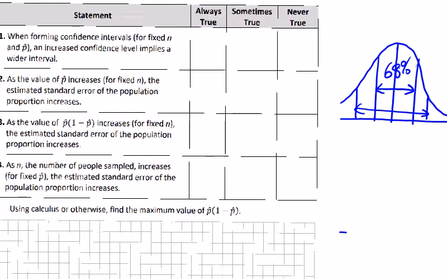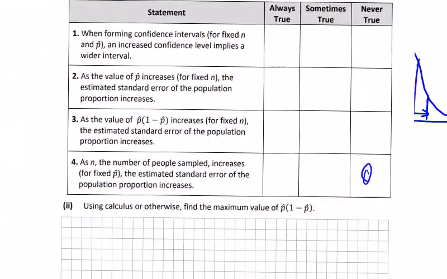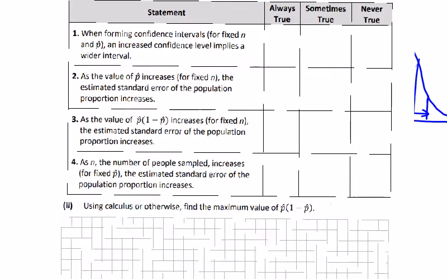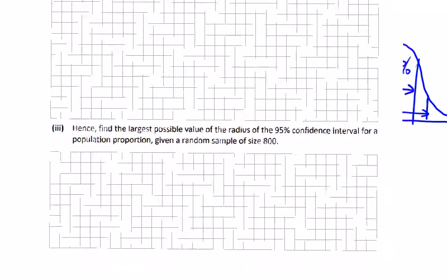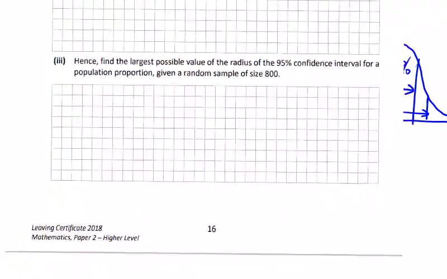That's never true. Keeps on rubbing out, but you see what they are. Never true. The second one was sometimes true, and the first one was always true. We've used calculus otherwise to do this already. Just multiply it out and let it equal 0, and hence find the largest possible value of the radius. And this is an unusual way to state this again.